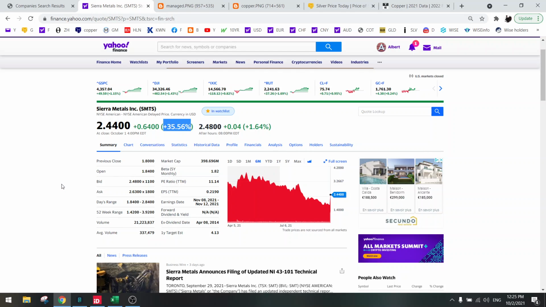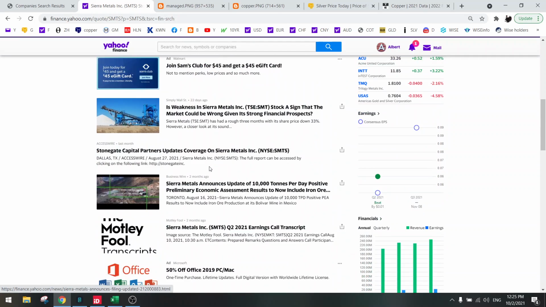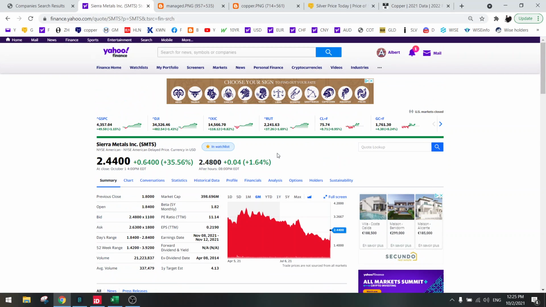And I'll make my case here. I think this rise has nothing to do with the technical report that just came out 3 days ago, because we already knew that 2 months before. So this has something to do with the price of copper, silver and gold.